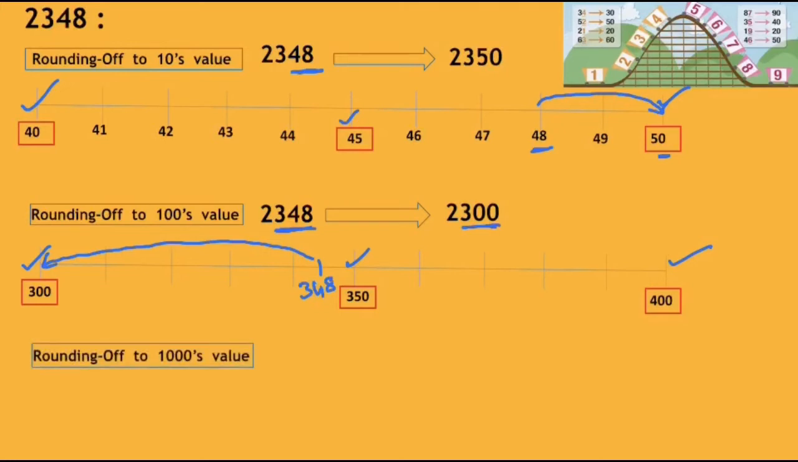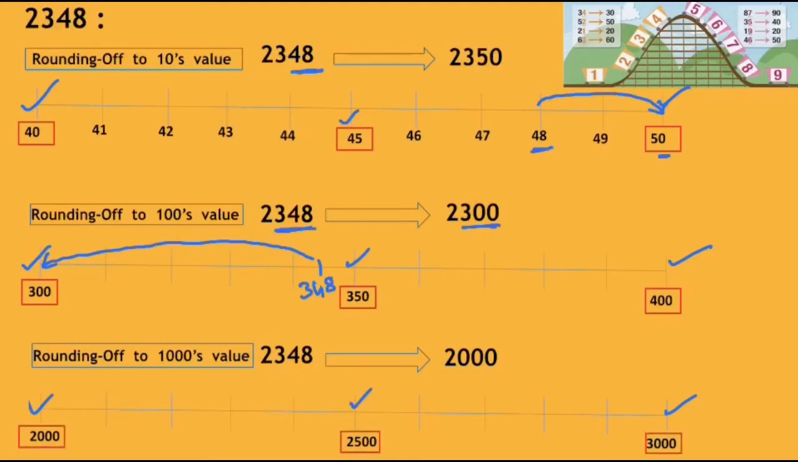Now we are rounding off the same number to the nearest thousands value. Here you have to take a 1000 range. The 2348 number will be placed between 2000 and 3000. The middle number is 2500. This 2348 number will be placed here, and this number is nearer to 2000. So we will round it to 2000.